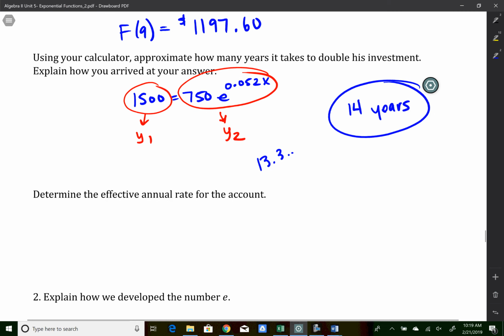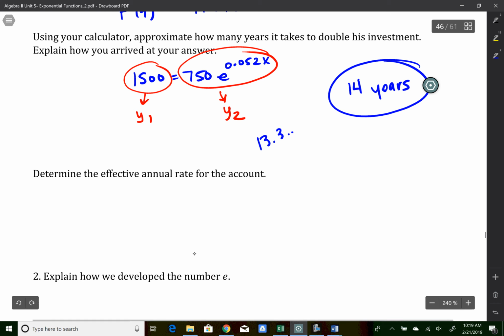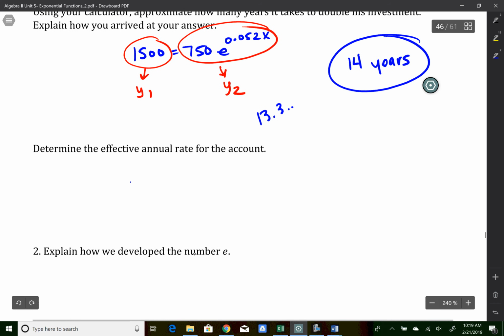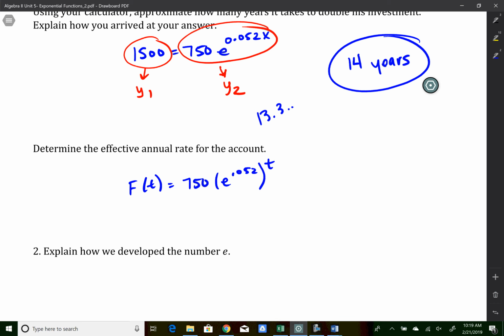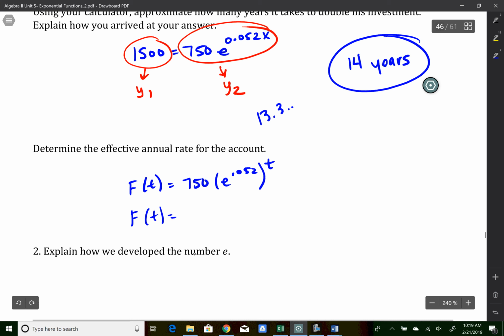The next part says to determine the effective annual rate for the account. So my account here, which we called f of t, I can write as 750 and e to the 0.052, all to the t power. So I'm making it so that the e to the 0.052 is by itself and the exponent is just t. Now, if I evaluate e to the 0.052, I'm going to get a decimal. So I can say f of t is equal to 750 times 1.053 all to the t.